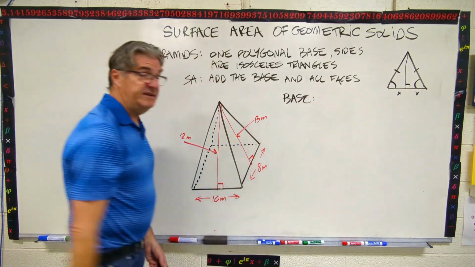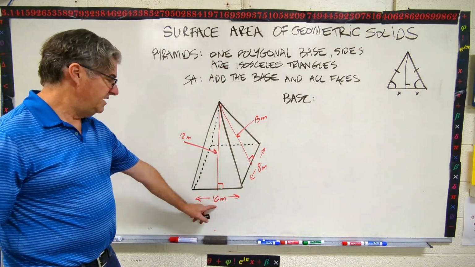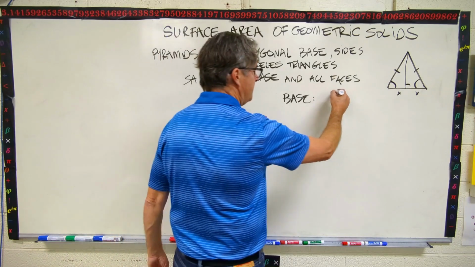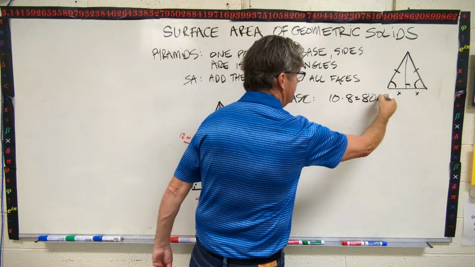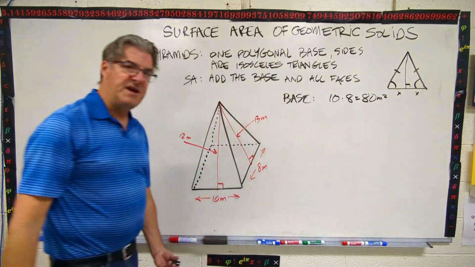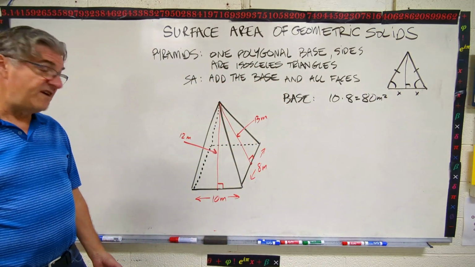And what's the area of the base? Pretty straightforward, 10 times 8. So the area of the base is 10 times 8, which equals 80 meters squared. So now we have our base area. Now let's take a look at our face area.